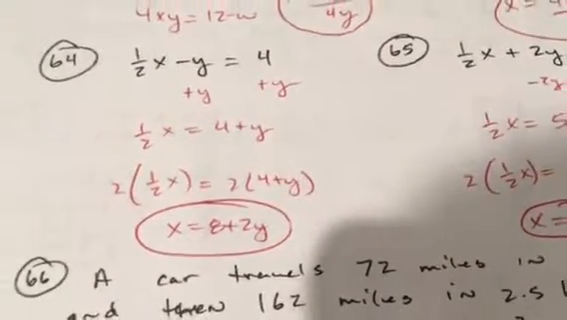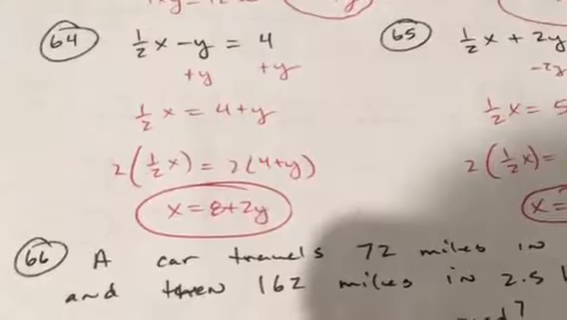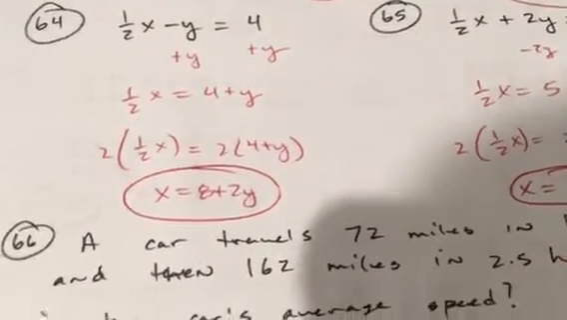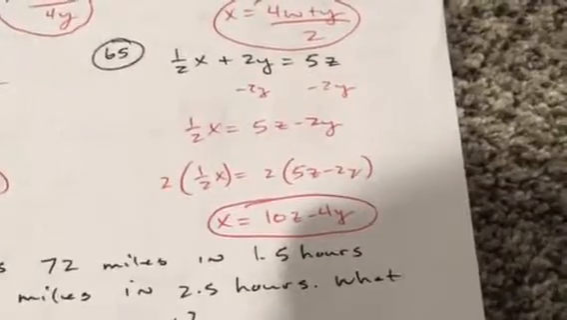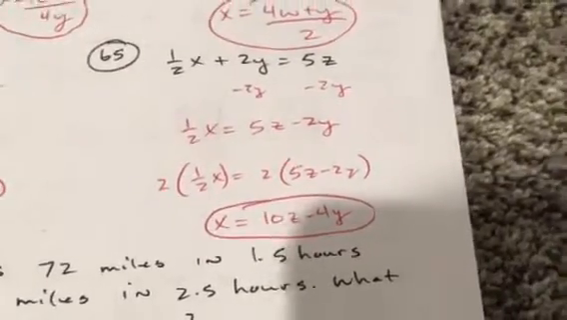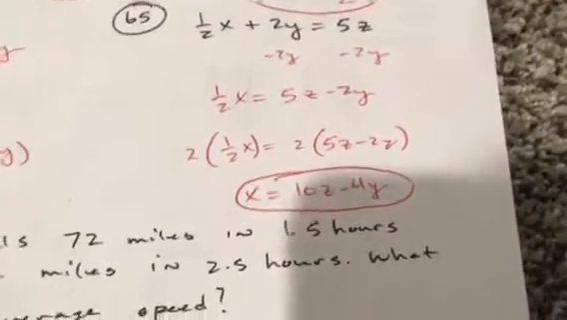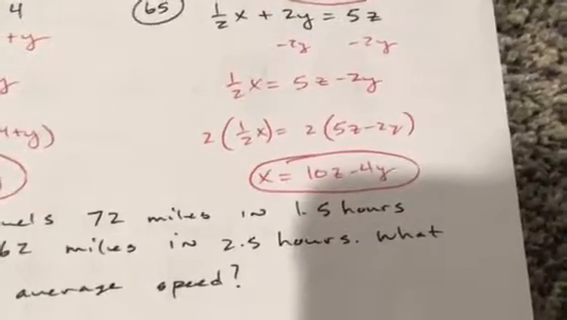mean there, which is 2. Multiply by 2. 2 times 4 is 8. 2 times y is 2y. All right, here you have 1/2 x plus 2y is 5z. Subtract 2y from both sides. All right, double both. 10z minus 4y is your answer.